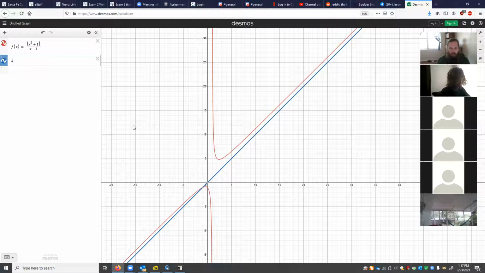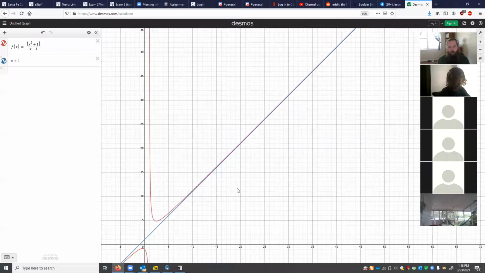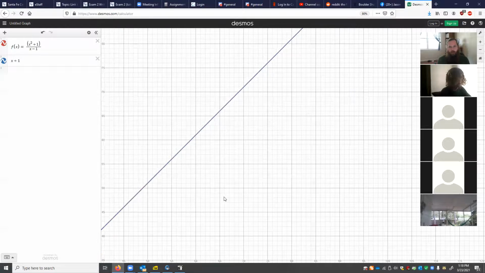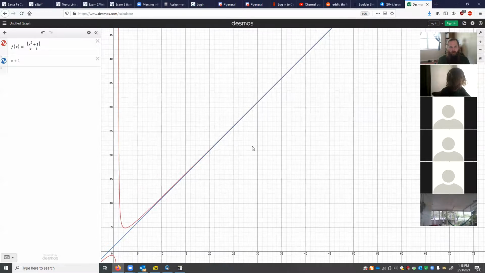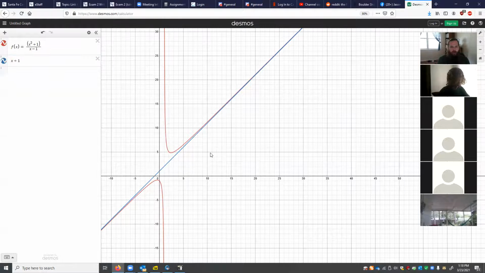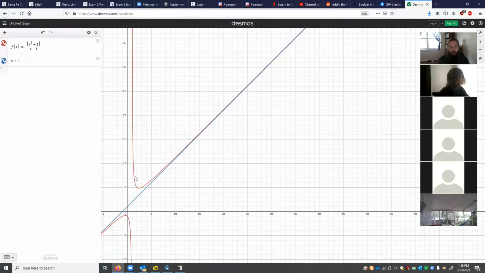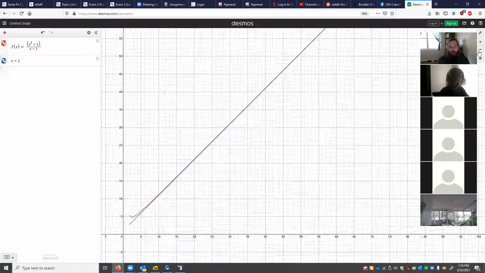I may have to shift it up or down to make it match. But look at this. As you go further and further from the origin, x squared plus 1 over x minus 1 looks more and more like y equals x plus 1. The plus 1 here doesn't matter. The idea is that this function, the red function, is growing at the speed of x as you wander further and further from the origin.